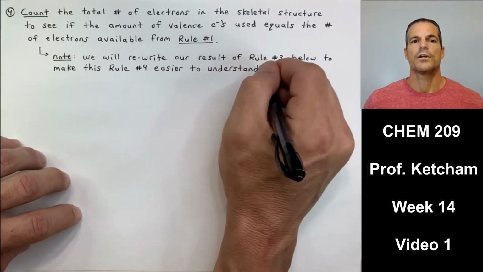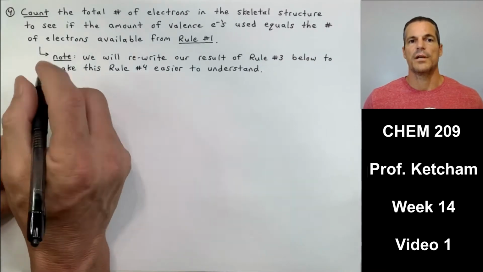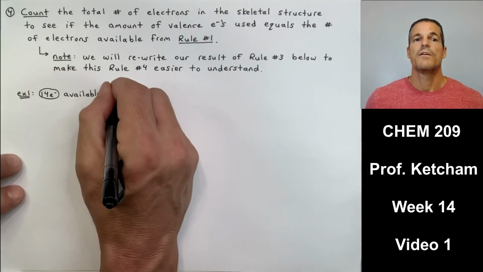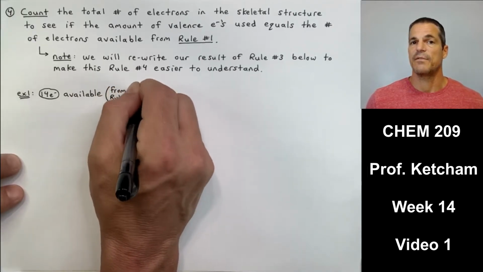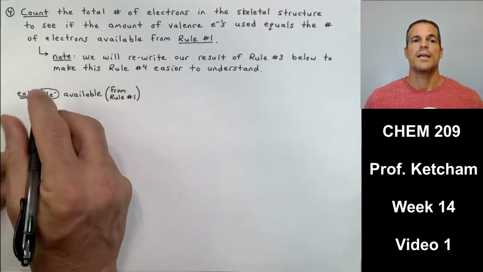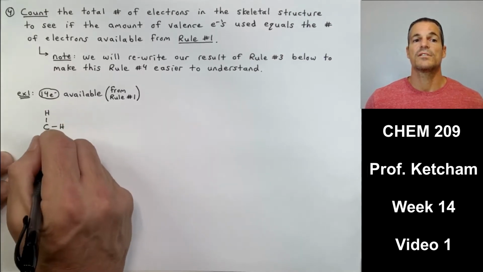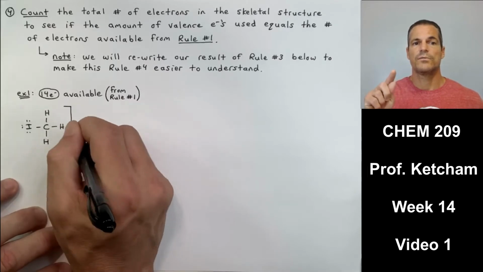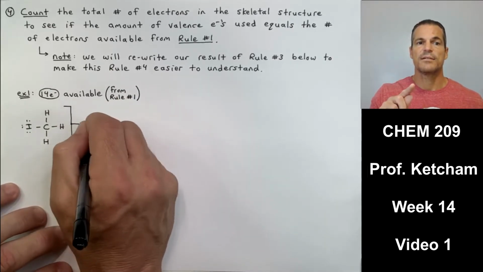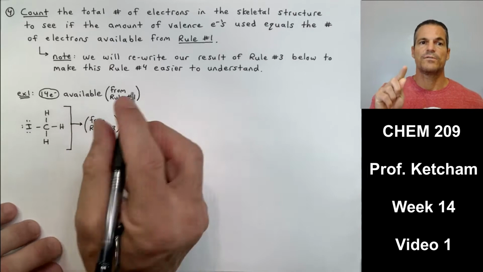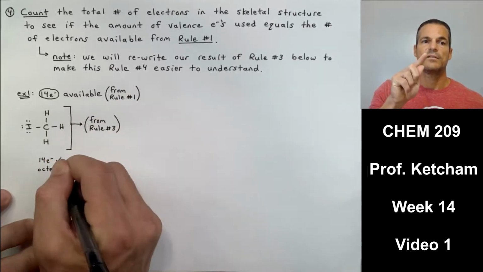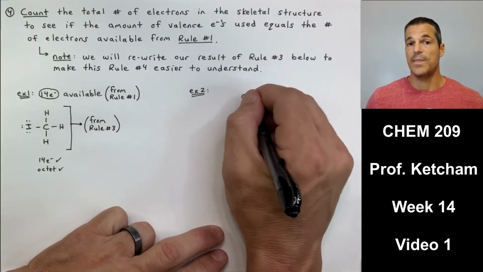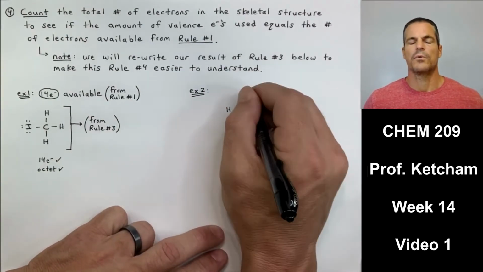So it says, note, we're going to rewrite our result of rule number 3 below to make this rule number 4 easier to understand. So in example 1, 14 electrons available. We had that from the very beginning, rule number 1. And rule number 3, our result looks like this. We have iodine. So if we count up all the electrons, 2, 4, 6, 8. Those are for the dashes. 2, 4, 6, 8. And then 10, 12, 14 for the lone pairs. This thing is all checked out. This is actually finished. Okay, but we'll carry it through to rule 5.